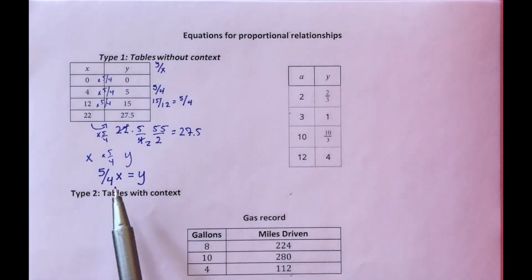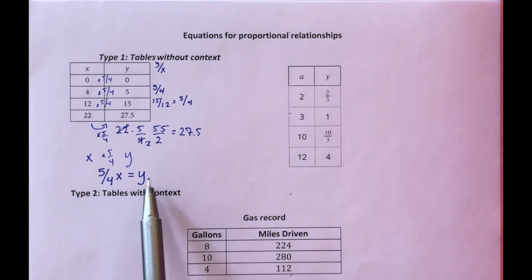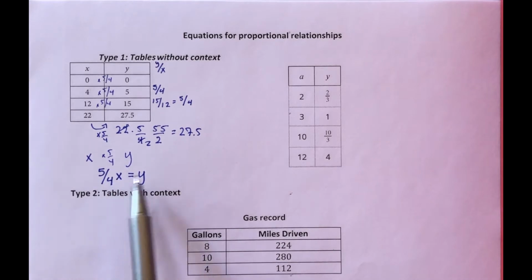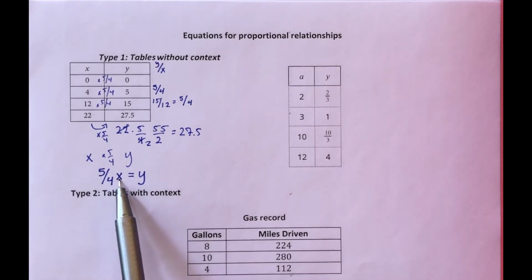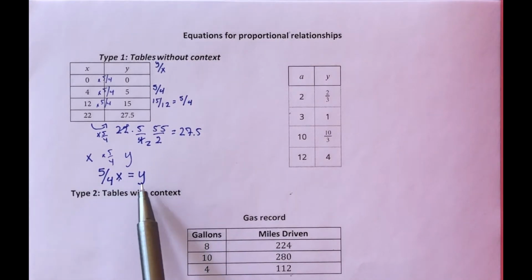So what are we always doing to the input to get to the output? We're multiplying it by 5/4. So 5/4 times the input, represented by x, always gives us y, the output.